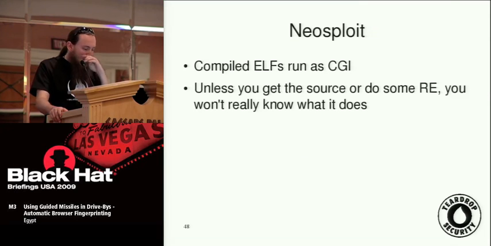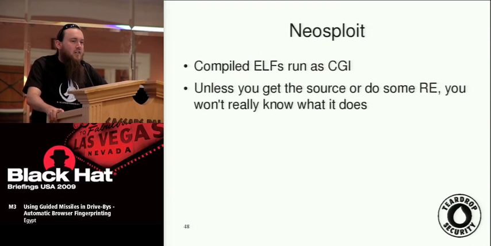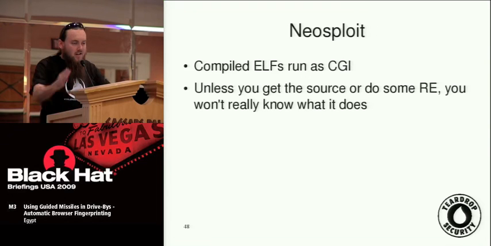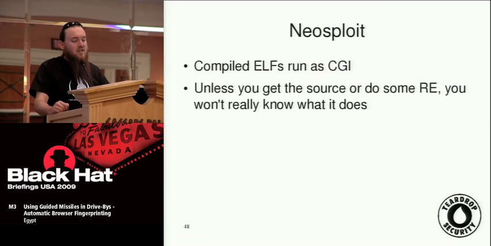Now, Neosploit is a funny one. It's compiled ELFs that run as a CGI, and the only copy of Neosploit I've gotten a hold of is for FreeBSD, so it's FreeBSD ELFs running as a CGI, and I don't really want to do a whole bunch of reverse engineering to find out what shellcode it uses. I just want to run my exploits and I want to get my shells. I don't want to go through all the effort of figuring out whether my exploit framework is going to send all my shells back to Russia. That's not part of the fun.